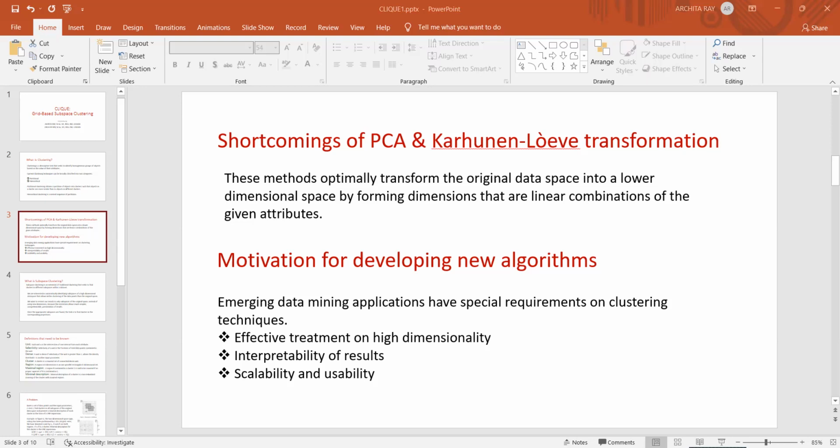Interpretability of results. It is particularly important to have simple representations because most visualization techniques do not work well in high dimensional spaces. Scalability and usability. The clustering technique should be fast and scale with the number of dimensions and size of input. It should be insensitive to the order in which the data records are presented. Finally, it should not presume some canonical form of the data distribution.